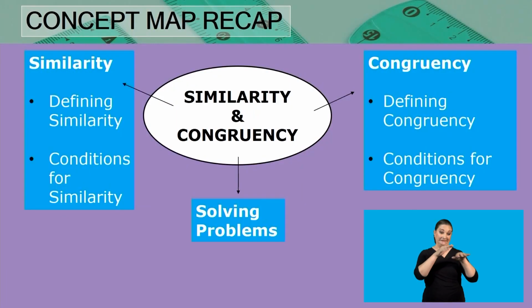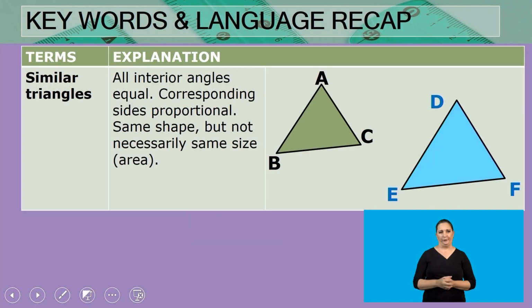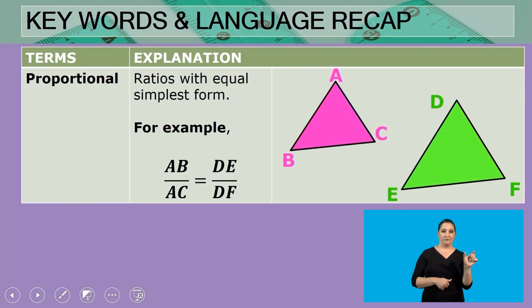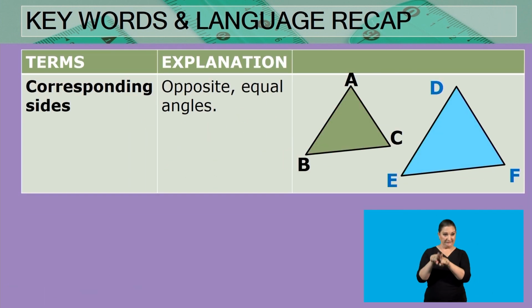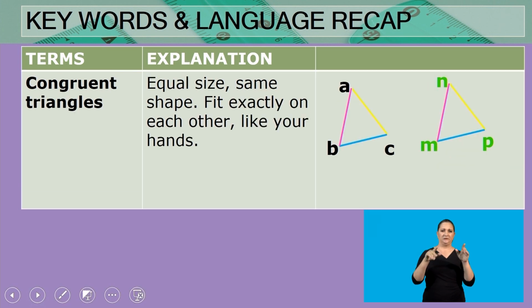Welcome back from the ad break, and let's continue with our lesson where we are going to wrap up what we learned during this lesson. So looking at our concept map, we saw that we were looking at similarity, then we looked at congruency, and of course we solved some of those problems. Then looking at the keywords that we used during this lesson, we were looking at similar triangles, we were looking at proportional, then we had corresponding sides, and we also looked at congruent triangles.